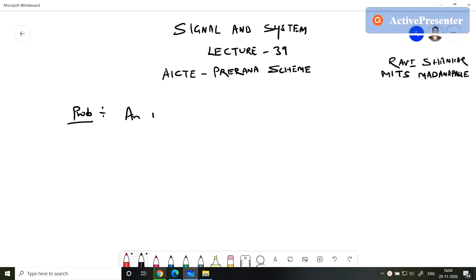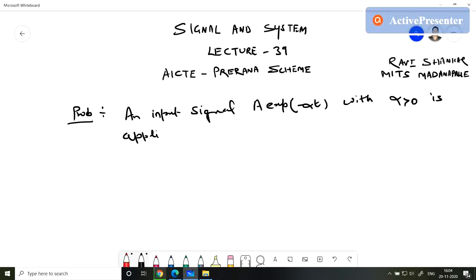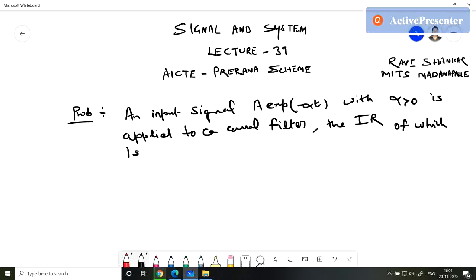An input signal with alpha greater than 0 is applied to a causal filter, the impulse response of which is a e^(-alpha t).